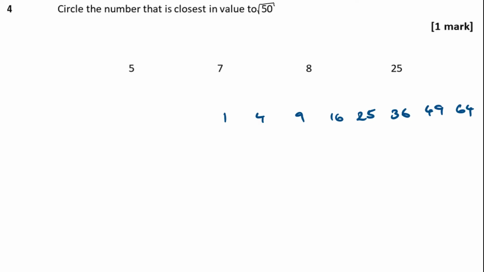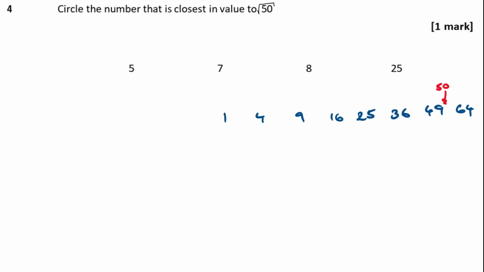Now I do recommend you just memorize your squares up to at least 10. So they're super handy, especially for questions like this. Now 50, you can see, kind of lies between 49 and 64, and actually it's very close to 49, isn't it? Not very close at all to 64.